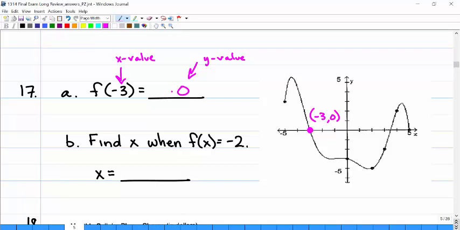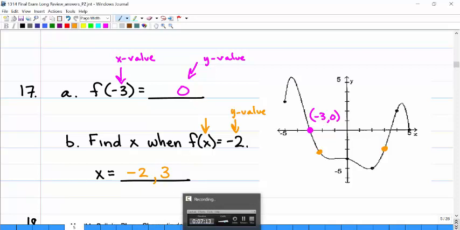Part B says to find x when f of x equals negative 2. They want you to find the x value when the y value is negative 2. When is y negative 2? I see 2 times that occurs, and that's at the x value negative 2 and at the x value 3.